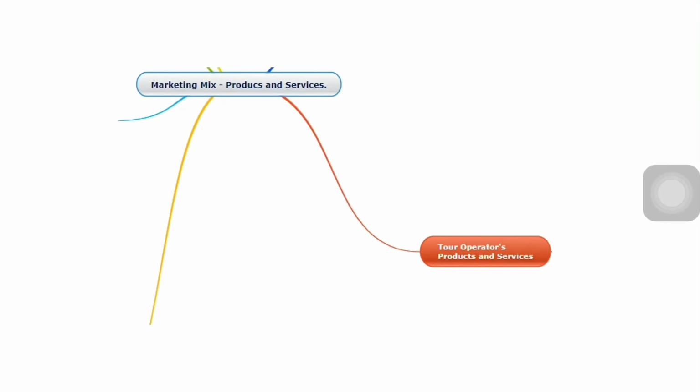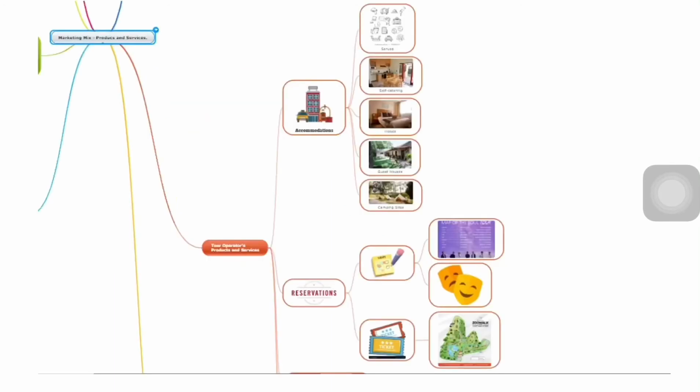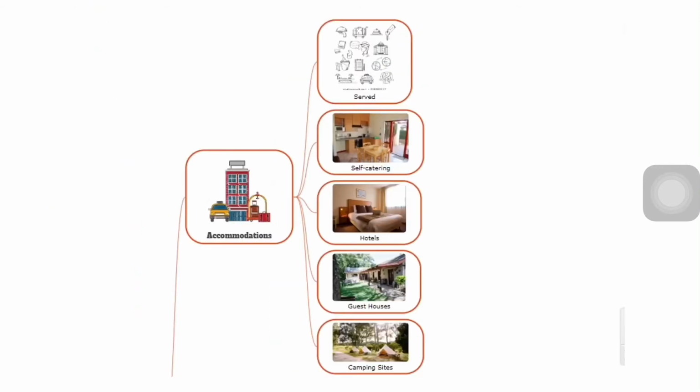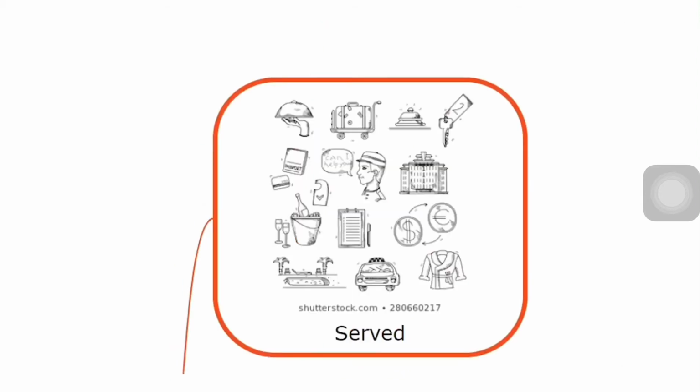Tour operators, product and services. Now, I'm going to talk about the typical products and services that the tour operators provide. First, we have accommodations. To give the tourist a good experience, we have to be prepared with different services so the tourist can choose according to the experience they are looking for. In this section, we have 5 different accommodations.